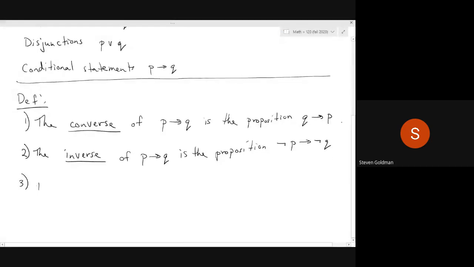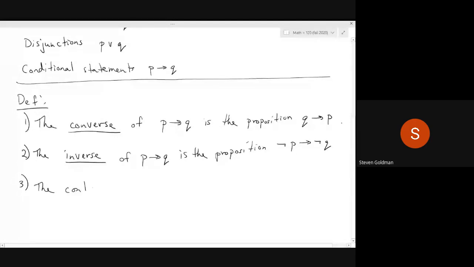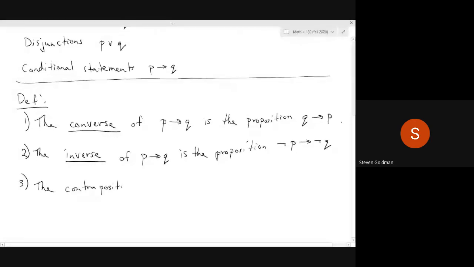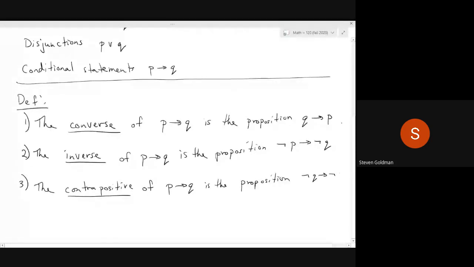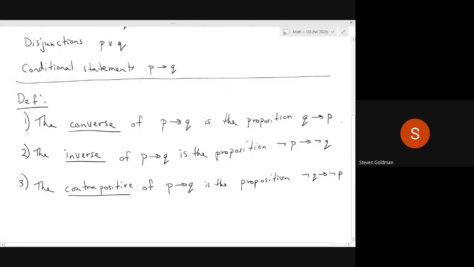Third is the contrapositive. The contrapositive of the conditional statement if P then Q is the proposition if not Q then not P. So it's where we do both the converse and the inverse. We switch the Q and the P and we negate them both.